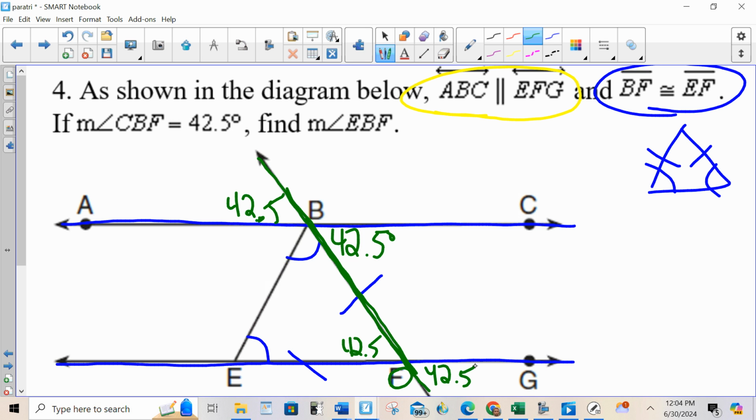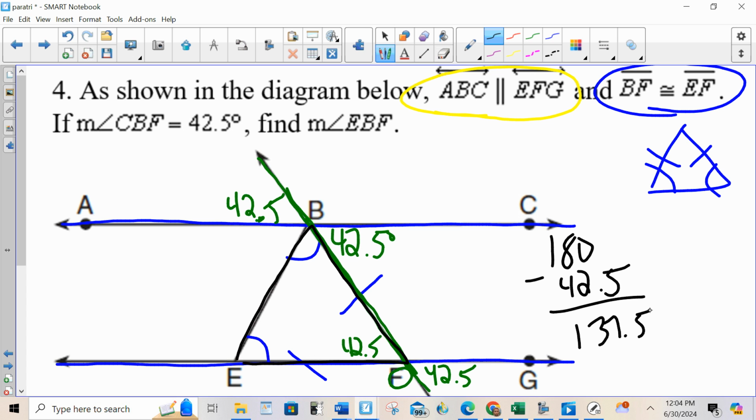42.5. Now that I did that, I've got angles of a triangle. I don't have two, but since those two are equal, I can do 180 minus 42.5. That's 137.5. I take 137.5, I divide it by 2. I get 68.75 degrees.